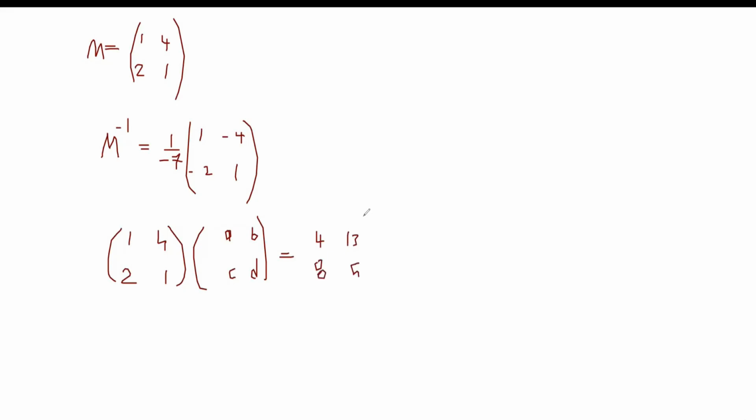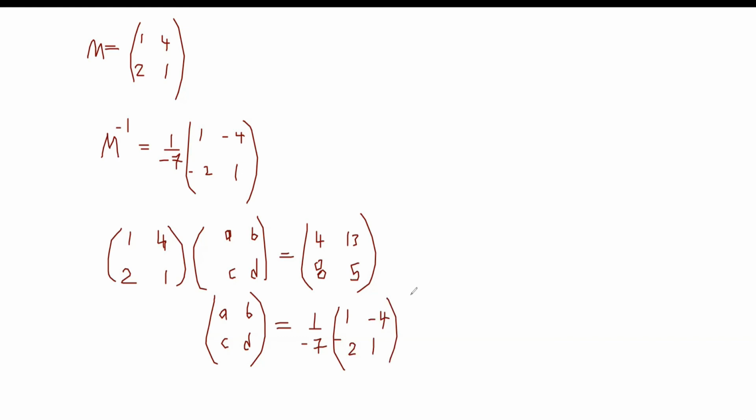All right, now let's go, Brianna. We're going to solve this together quite easily. We know A, B, C, D is M inverse times this matrix. So this is M inverse, 1 over minus 7, and we have 1, minus 4, minus 2, 1. And that is then being multiplied by the result matrix right here, 4, 13, 8, and 5.